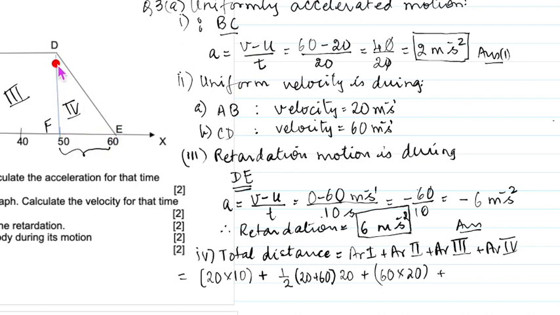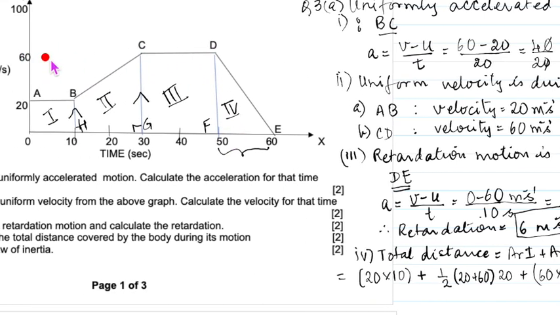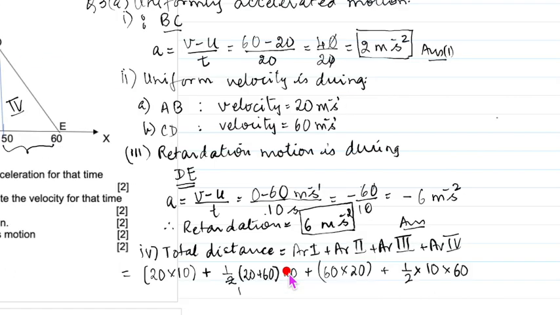Area 4 is a triangle. So it becomes half base into height. Base is between 60 and 50. The difference is 10. That's the base. And the height is up to the CD level. CD again, this is 60 from here to here. Okay, so your DF is going to be what CD is corresponding to. So that is 60.